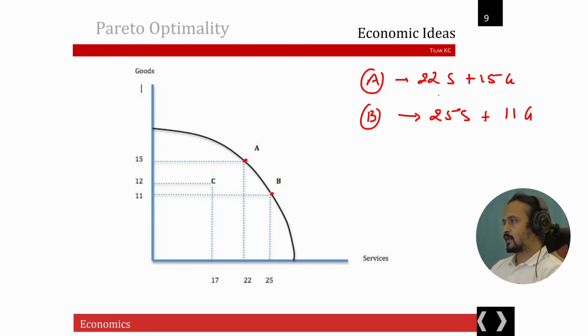So in order to increase the production of services, we had to give up on goods. So this is the condition of Pareto optimality. Pareto optimality in economics can be represented by the points on the outer curve of the production possibility curve.